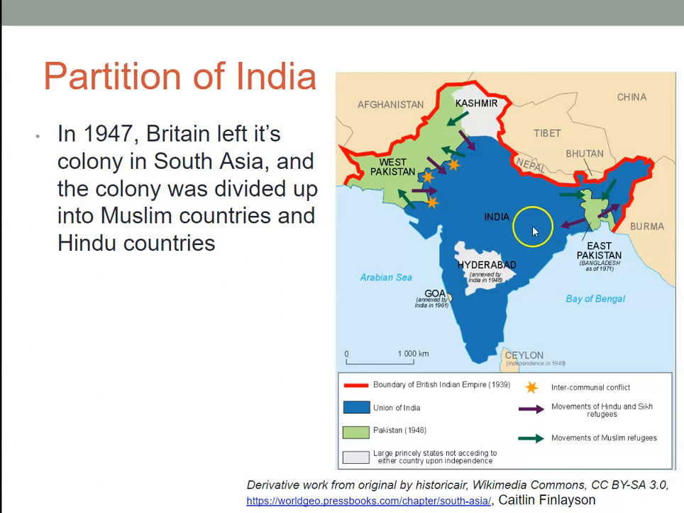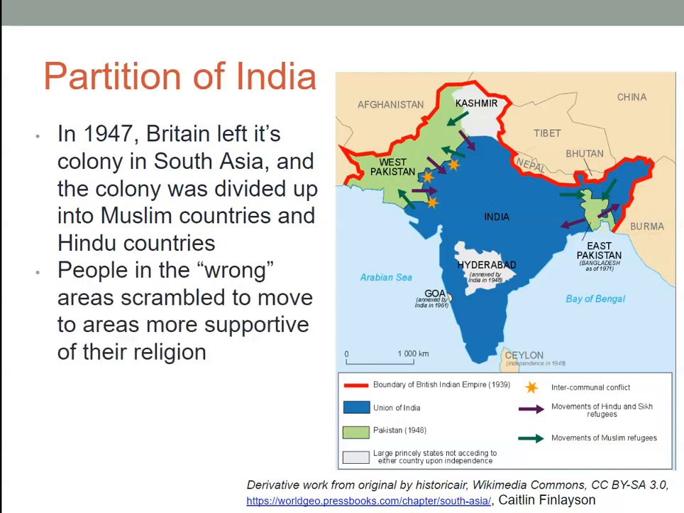Okay, so India was going to be largely a Hindu country, and then we have West and East Pakistan, which were intended to be Muslim countries. So people who were living in the wrong area, say, a Hindu living in West Pakistan or a Muslim living in India, there was a big scramble for people to move to the area that was more supportive of their religion.